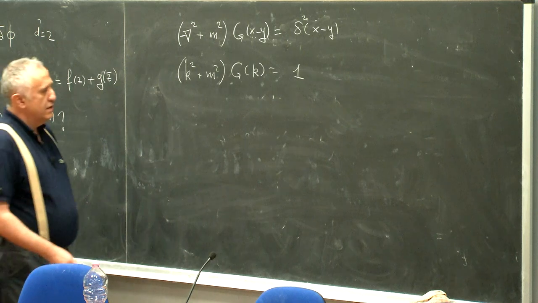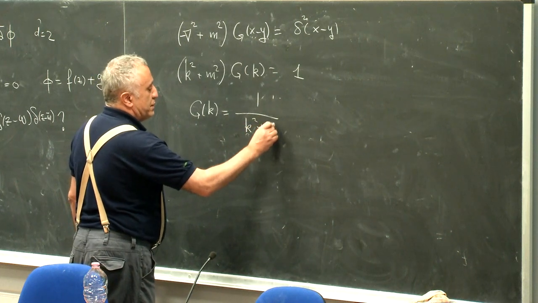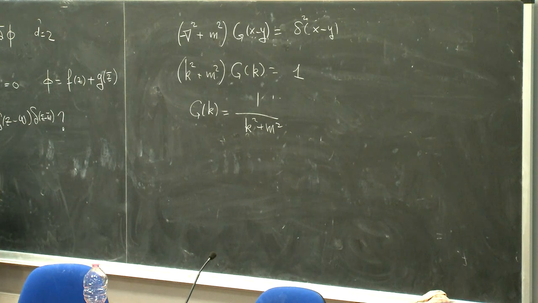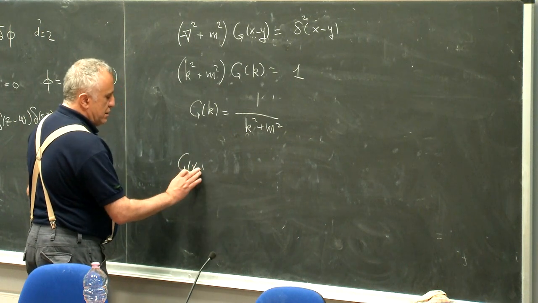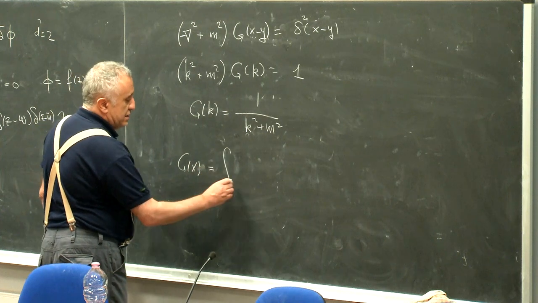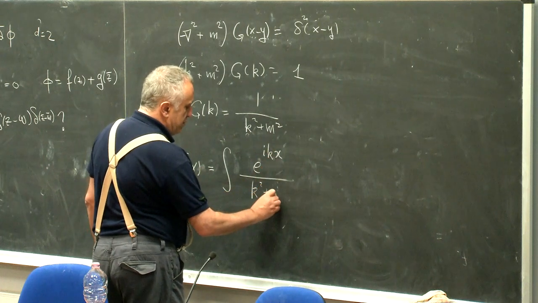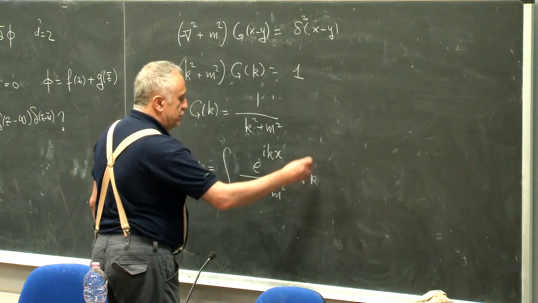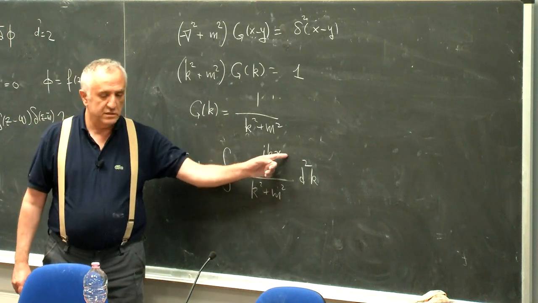So you get g of k equal to 1 over k squared plus m squared. Now, inverse transform. This is the Fourier transform of the green function. So if I inverse transform, it gives me the green function, i.e. the green function of x minus, let's say just x, is the integral of e to the i k x over k squared plus m squared, d2k. If I want x minus y, I will simply transfer here.